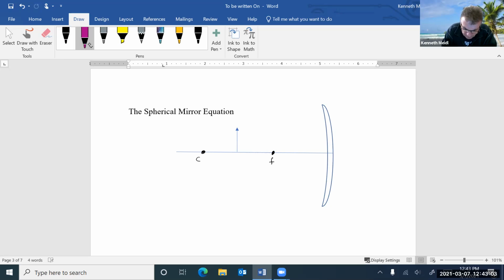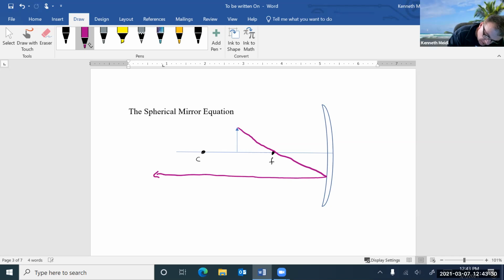Well, let me draw a ray. I think we called this ray number 2 in the previous lesson. Some information comes from the top of the object and goes to the focal point, hits the mirror, and will come off in some sort of parallel fashion. So that ray is going to look something like this. It's going to hit this mirror, and then it's going to come off here parallel, something like that. And so that was ray number 2 that we drew before.